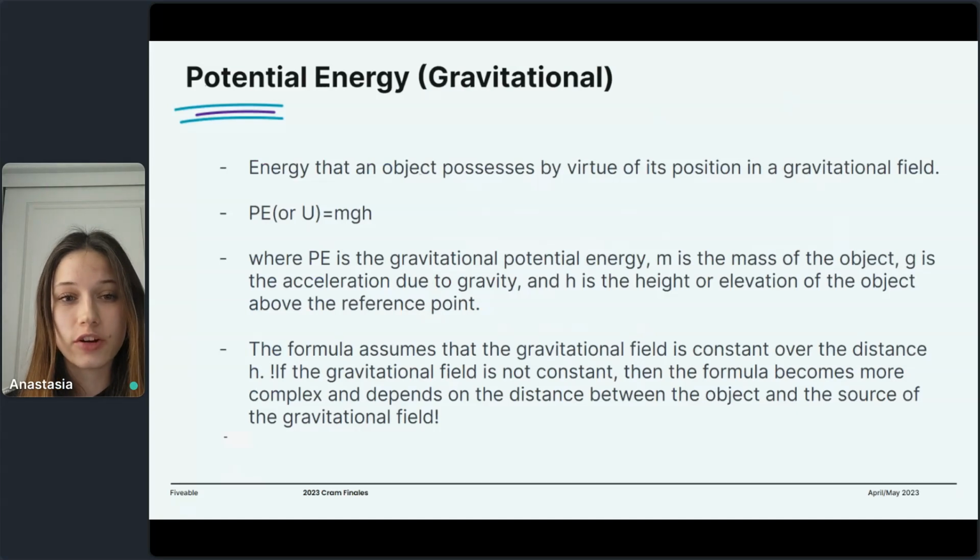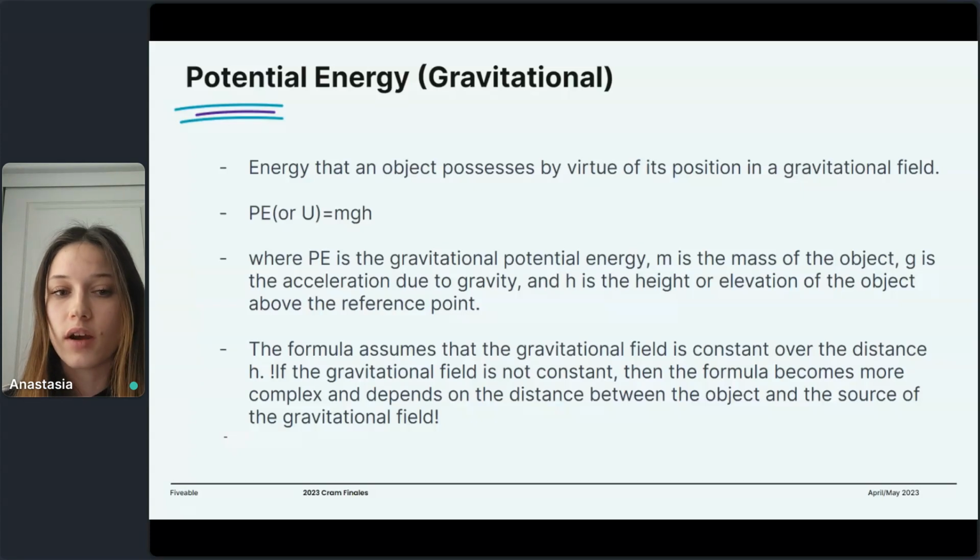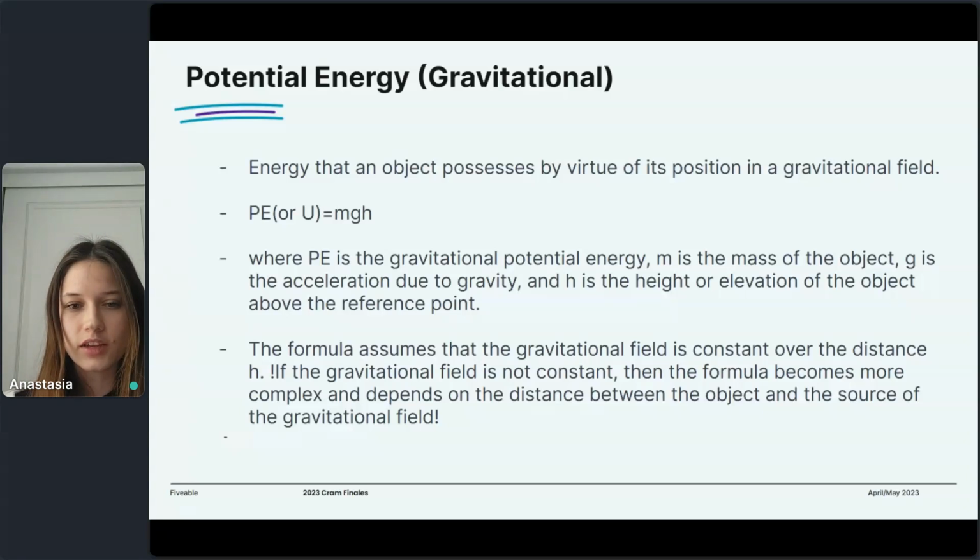Gravitational potential energy is energy that an object possesses by virtue of its position in a gravitational field. This is the energy that is stored as a result of a vertical position or height, and of the gravitational attraction of Earth on an object. The equation for potential energy is mgh, which is mass times gravity times height, where PE stands for gravitational potential energy, m is the mass, g is the acceleration due to gravity, and h is the height or elevation of an object above the reference point. This formula assumes that the gravitational field is constant over the distance h. If the gravitational field is not constant, then the formula becomes more complex, and it depends on the distance between the object and the source of the gravitational field. Next slide.